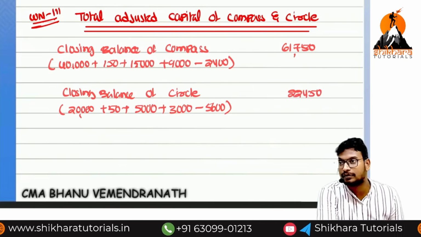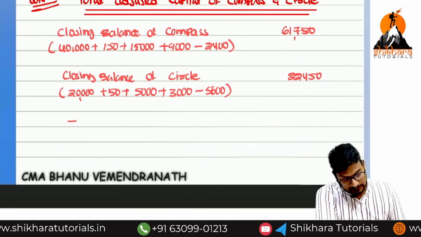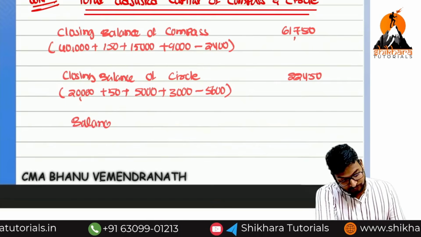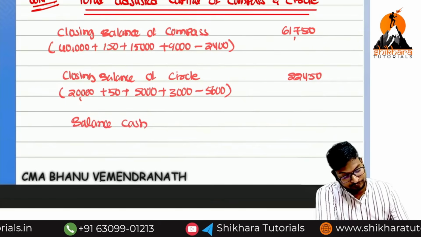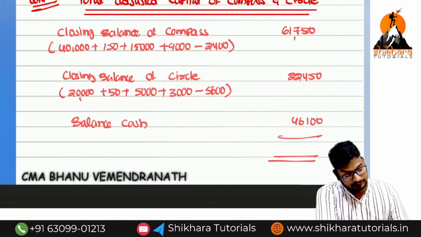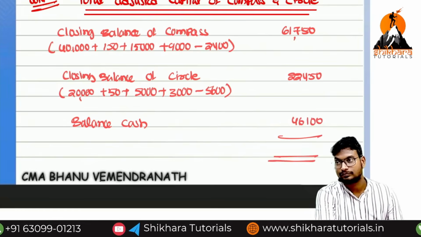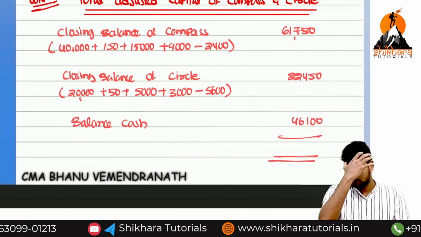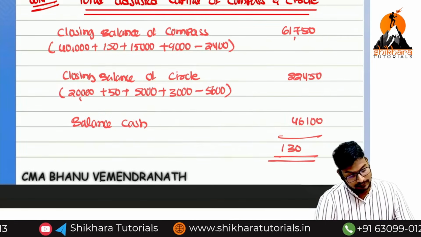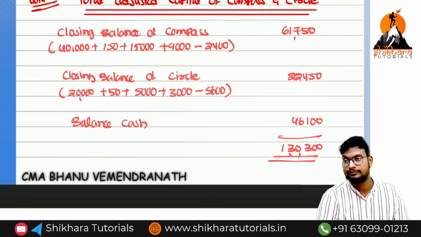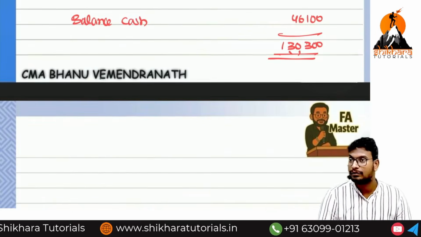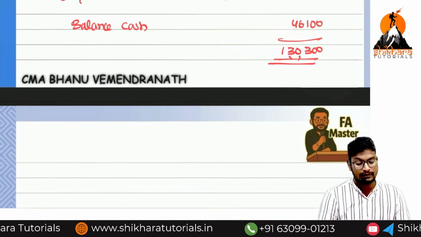They need to bring cash also, na. They need to bring the cash. Balance cash, how much, amma? 46,100. What is the total amount? 30,300. Okay, now this is the total capital balance they need to maintain. So what is the new ratio, amma?